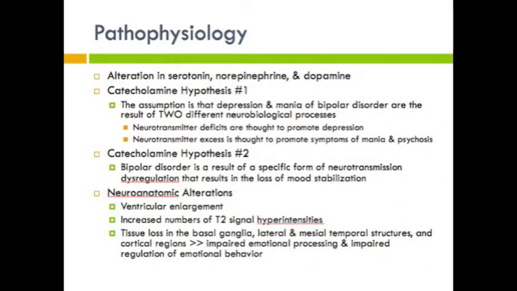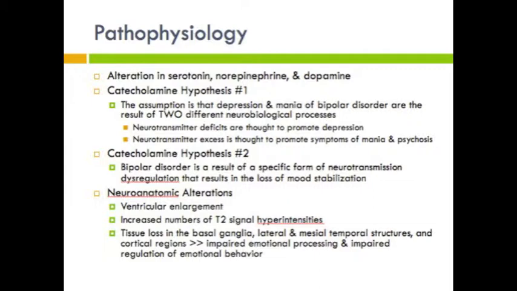So let's go over the pathophysiology. Remember, in schizophrenia, there are dopamine, glutamate, and neuroanatomic alterations. In bipolar disease, there's an alteration in serotonin, norepinephrine, dopamine, and there are neuroanatomic alterations. The first hypothesis of bipolar disease assumes that depression and mania of bipolar disorder are the result of two different neurobiological processes. The first is that neurotransmitter deficits are thought to promote depression, and the second is that neurotransmitter excess is thought to promote symptoms of mania and psychosis.